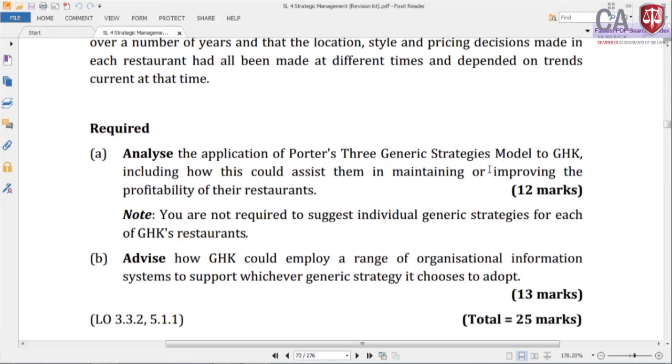Advise how GHK could employ a range of organizational information systems to support whichever generic strategy they choose to adopt. So, here it tests your knowledge on different information systems GHK can adopt. What are the different information systems they can apply in practice?